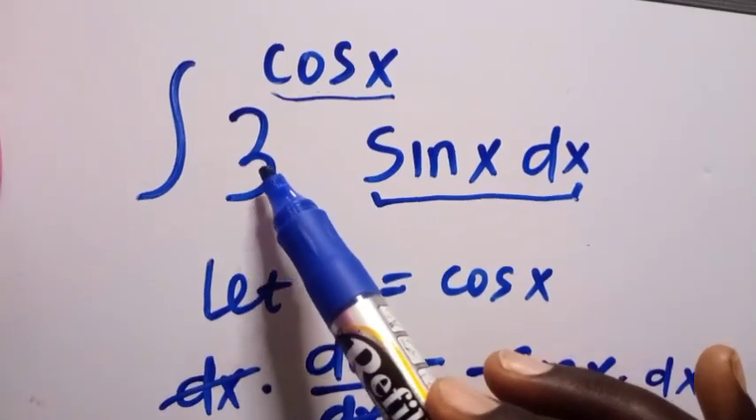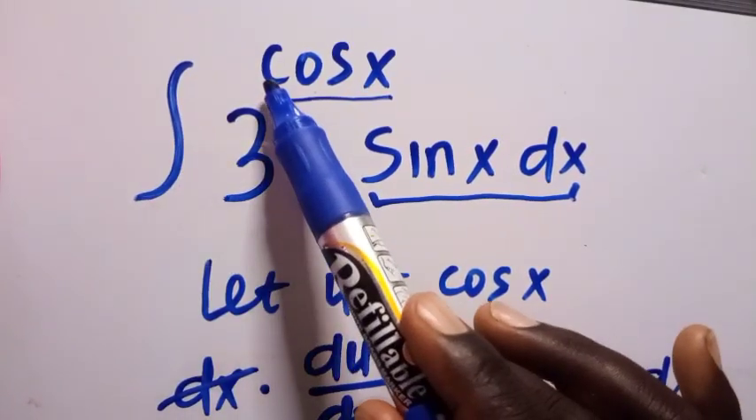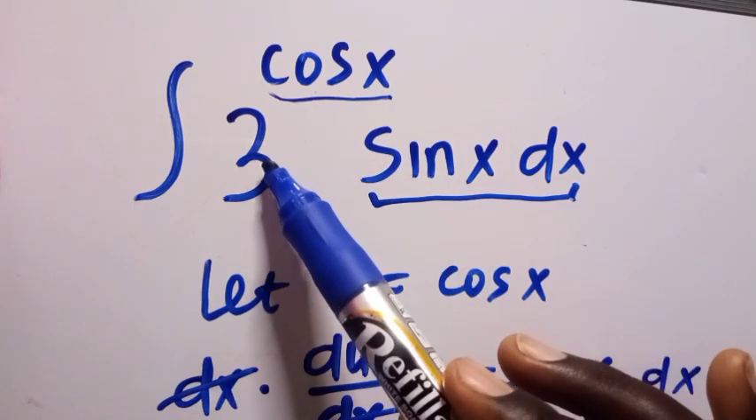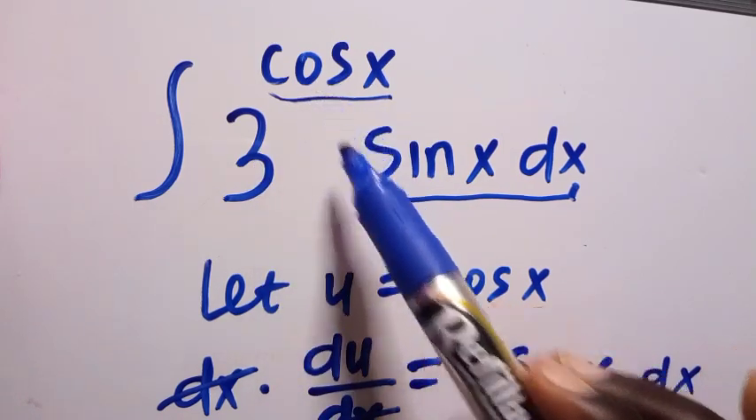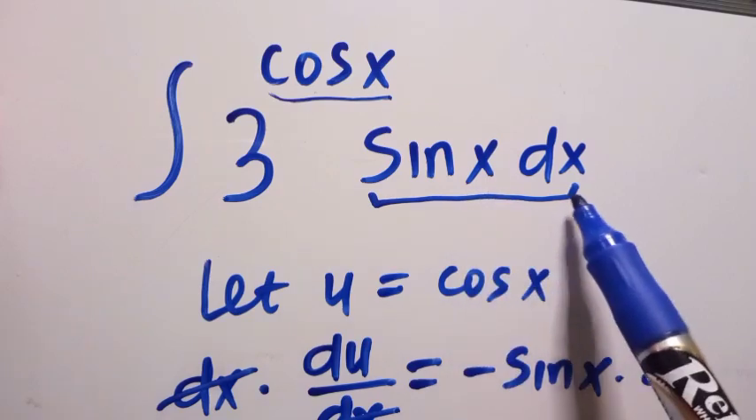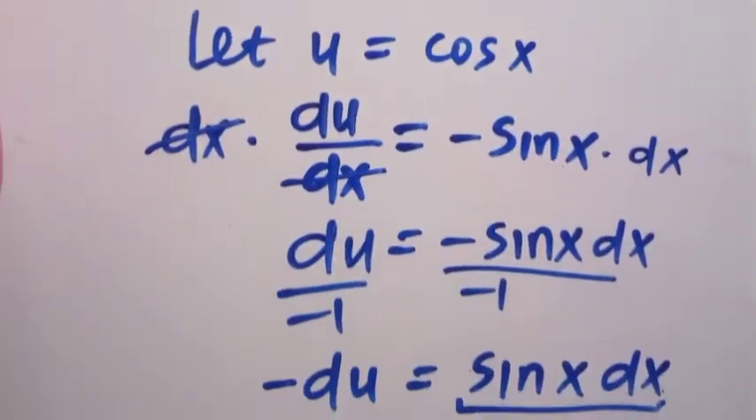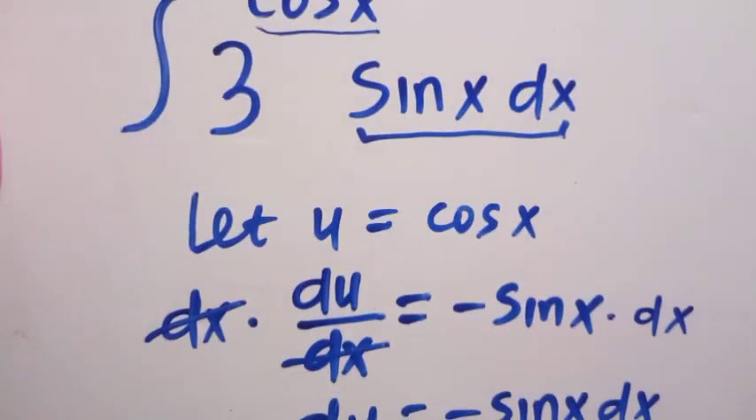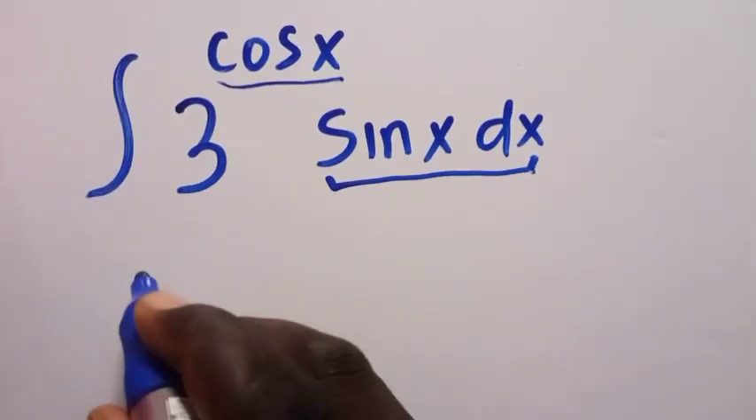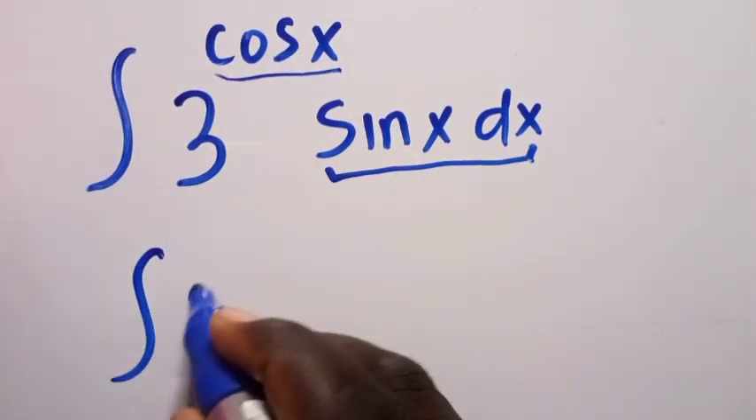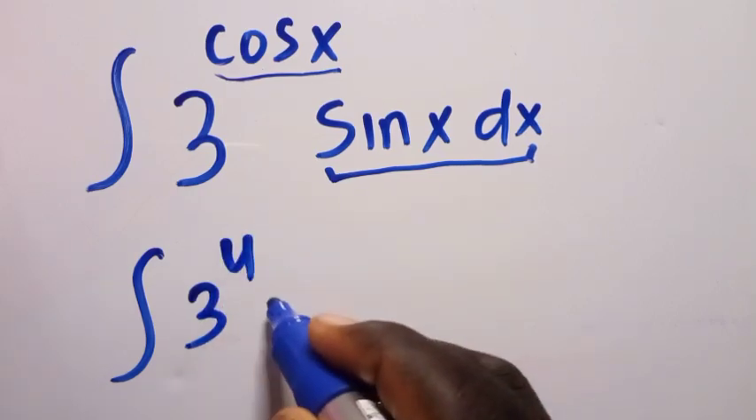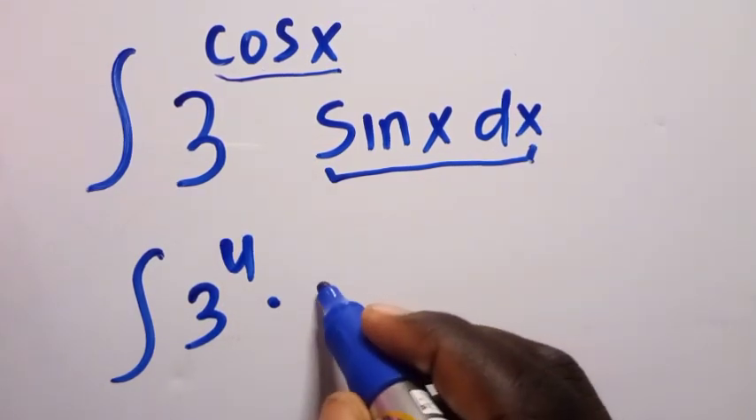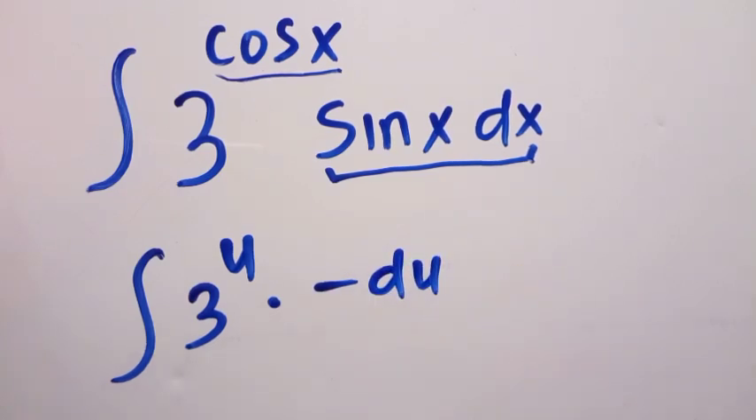we shall have the integral of 3 instead of raised to cos x, we shall have 3 raised to u. Then instead of sine x dx, we shall have negative du. Therefore, we shall have the integral of 3 raised to u, then times, instead of sine x dx, we shall have negative du.